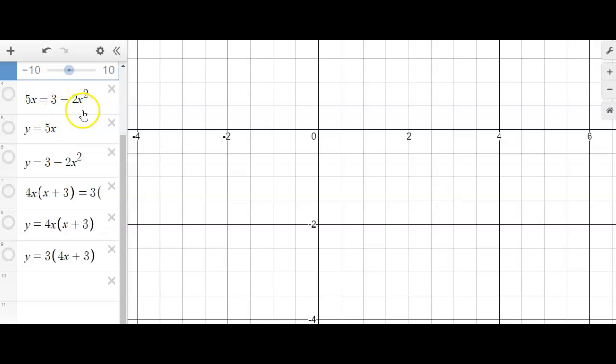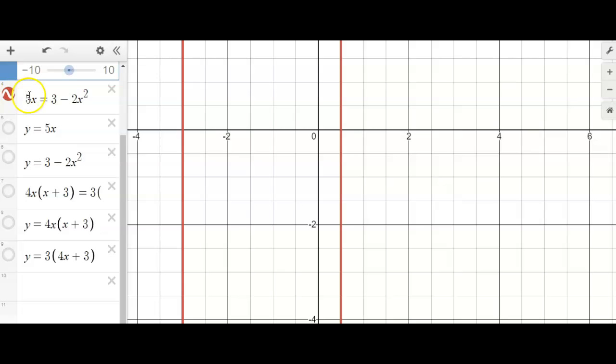Here's a second example that we looked at. 5x equals 3 subtract 2x squared. So it's written in a different order. You're not seeing the x squared in front. But -2 is still your a value. This would still give you a graph that points down. 3 is still your c value. That's your y-intercept. And 5x, any equation that's written just as an x value, will be a straight line.